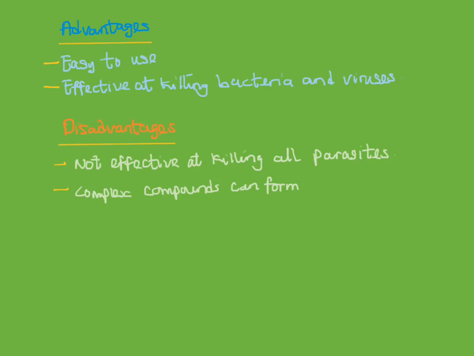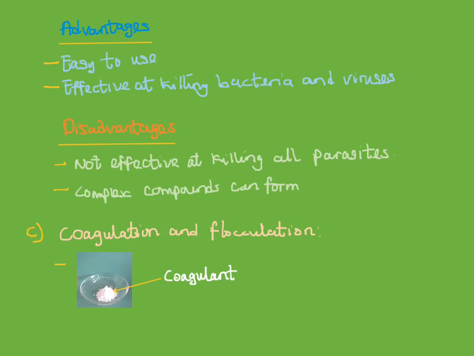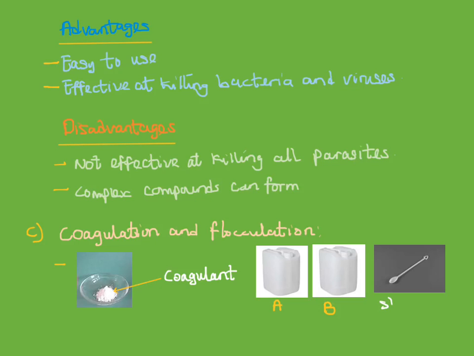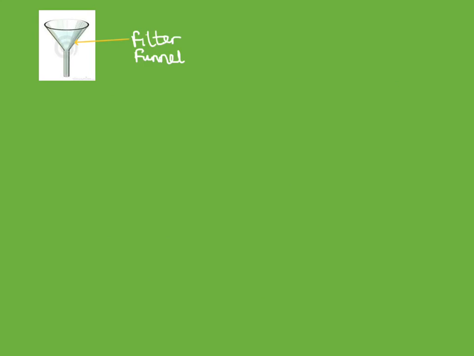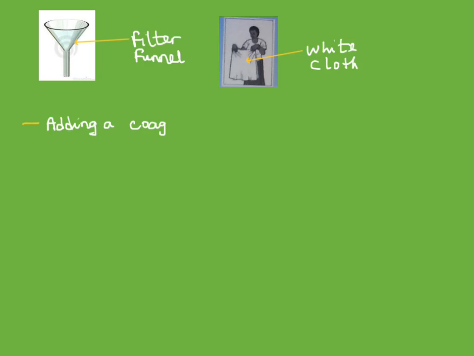We will proceed with coagulation and flocculation. The equipment required here include a coagulant such as aluminum sulfate, two vessels labeled A and B, a stirrer, a filter funnel, or a white cloth. The process entails adding a coagulant to water and stirring rapidly.